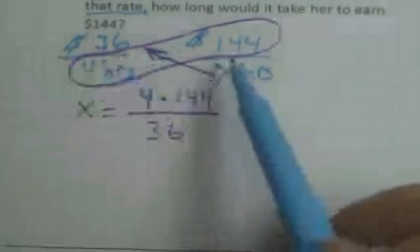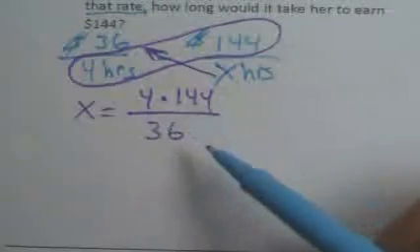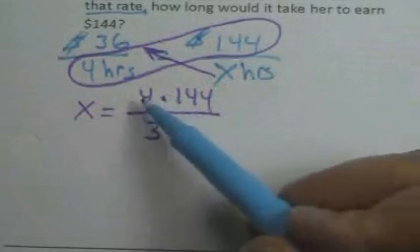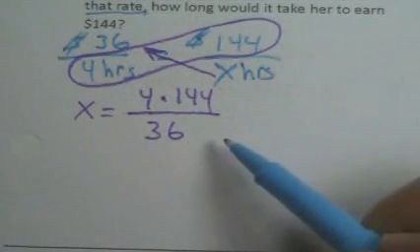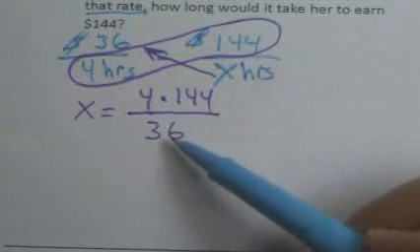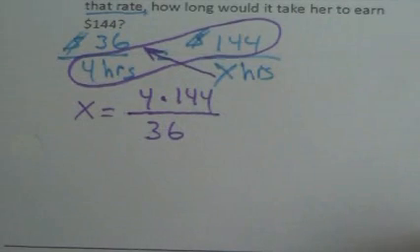Okay, so now that I set up the proportion, I have this solving for x. There are many ways to reduce this. You could simply multiply and divide by 36, or you could reduce. 4 does go into 36 9 times, and then you'll have to divide 9 into 144. You could do that way.